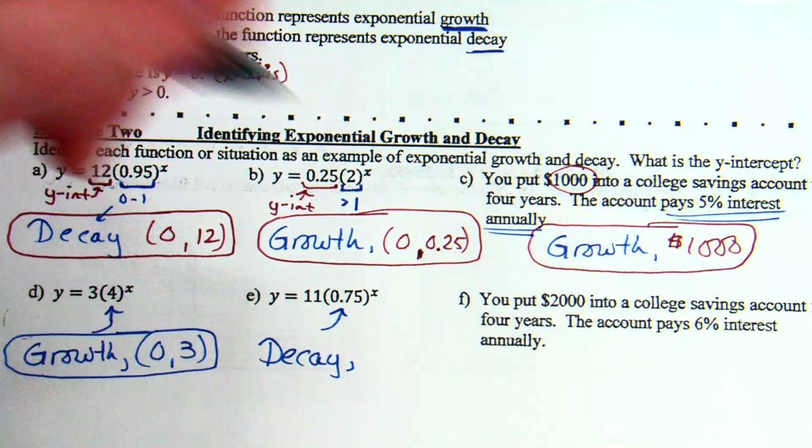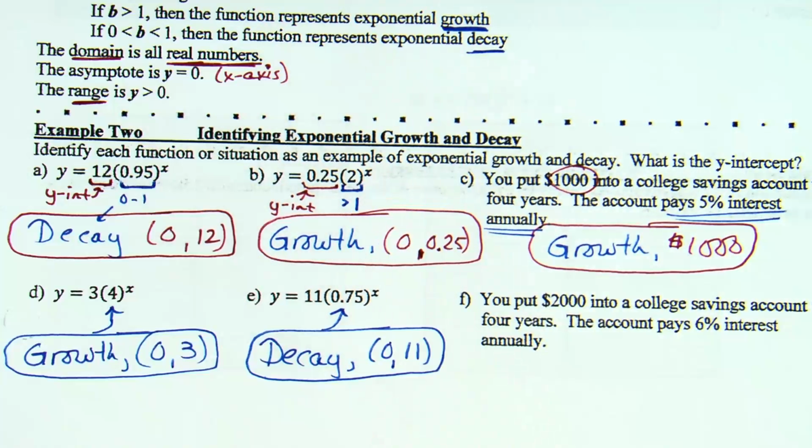And F. You put $2,000 into a college savings account for 4 years. The account pays 6% interest annually. If we're saving money for college, this better be an example of what? Growth, yes? How do I know it's growth? Yeah. It's adding 6% interest. Okay, and we'll talk on the back side about what that value will be. So definitely growth. What is my y-intercept here? $2,000.